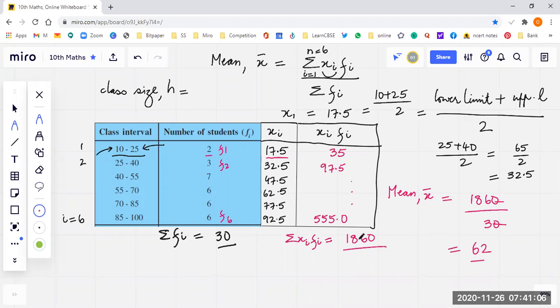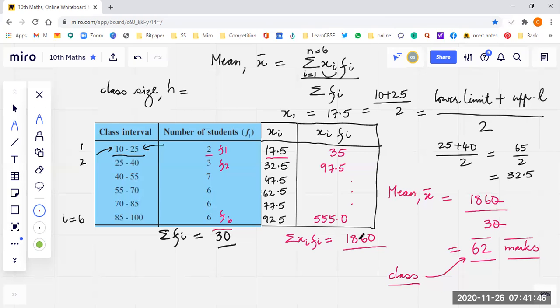Now what is the unit of this mean? 62. The unit is marks, the same as the unit of your xi. So xi are the marks basically. Okay, so 62 marks. Is this the marks of a particular student, or what? These are the marks of the whole class, out of which we have taken 30 students, maybe all the students or some of the students, I don't know. So this is the mean marks of the class. So students, this is how the direct method is done.